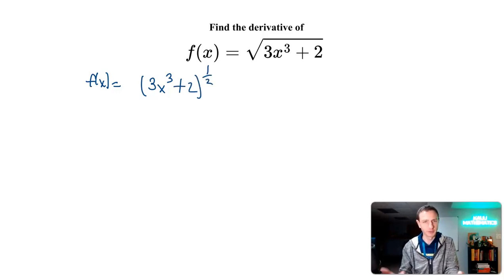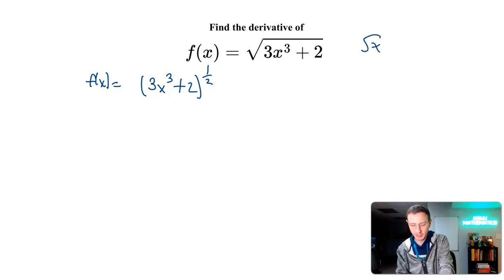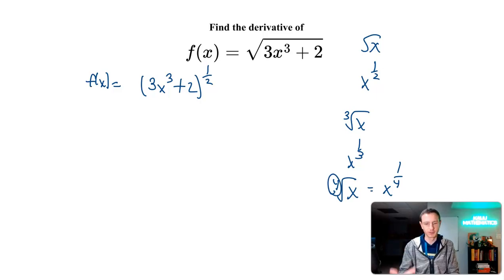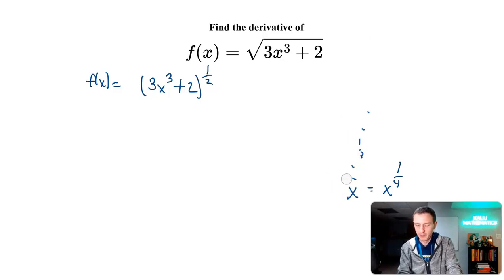If you have anything with a square root, like the square root of x, that can be rewritten as x to the 1/2. Same thing if you had the cube root of x, you can rewrite that as x to the 1/3. Fourth root of x, you can rewrite that as x to the 1/4. So whatever the degree is, it just becomes the denominator in the exponent. Now that we've established that, we are able to take the derivative.